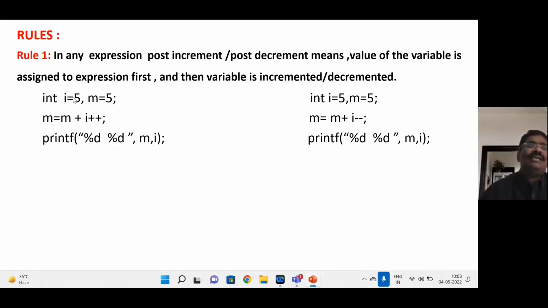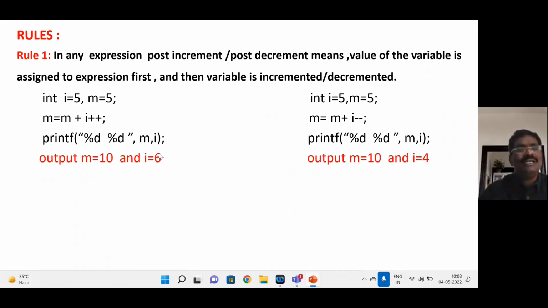int i = 5 and m = 5. Here we are initializing two variables, and m = m + i++. That means it is a post-increment. Then printf("%d %d", m, i). When you see what output we get, the output is m = 10 and i = 6.